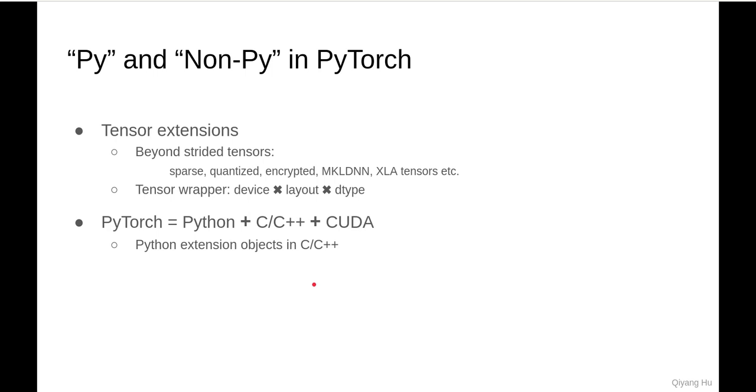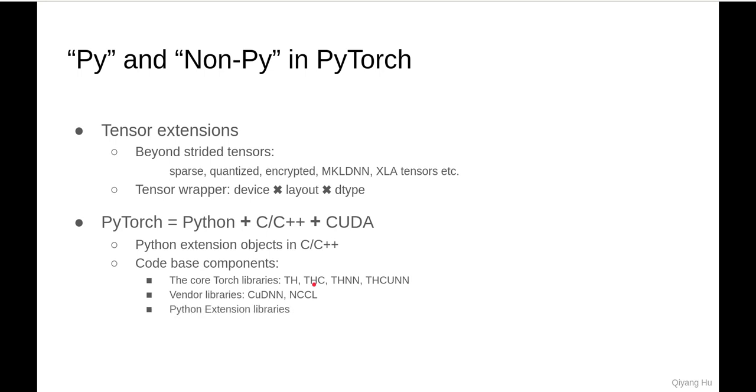From the official documentation for PyTorch, we may find that the code base of PyTorch has almost four components. One is the core Torch libraries, as we mentioned in our first slides about Torch, so it's related with TH, THC, THNN, THCUNN, and also some vendor libraries like CUDA, cuDNN, NCCL, and also some Python extension libraries, and also some additional third-party libraries like NumPy, MKL, LAPACK, or DLPack, and such.